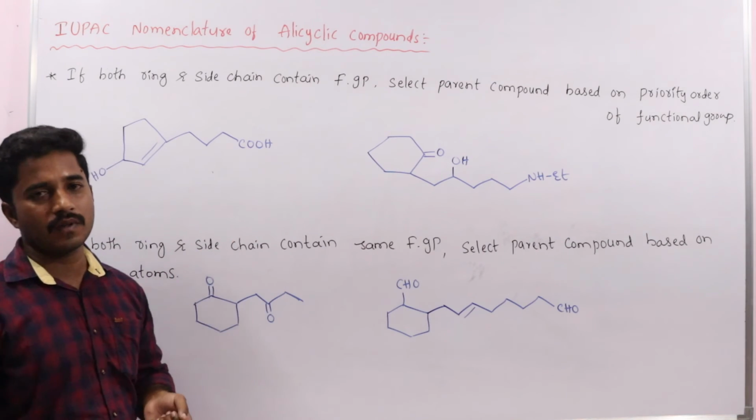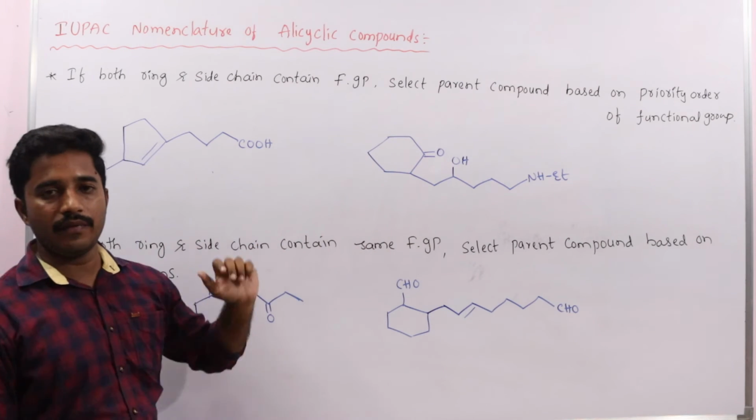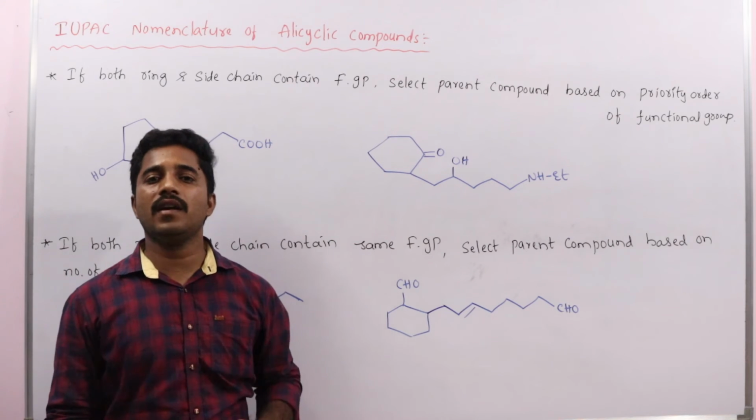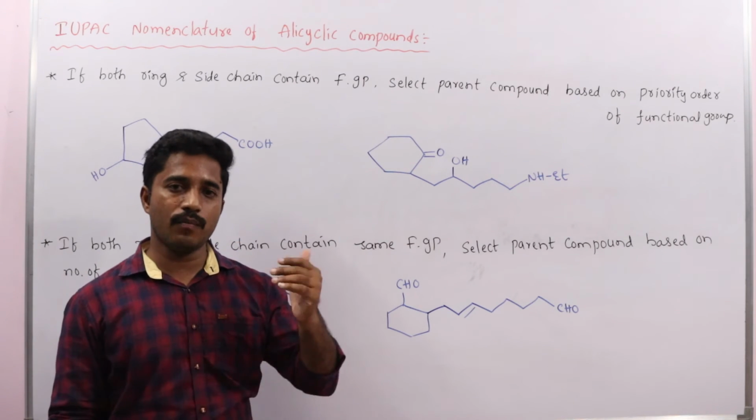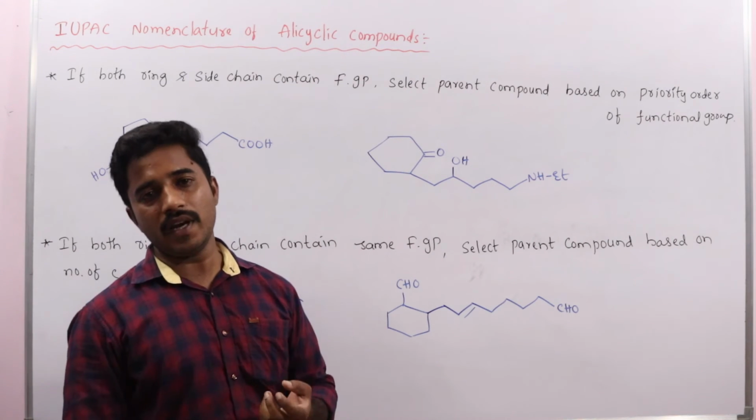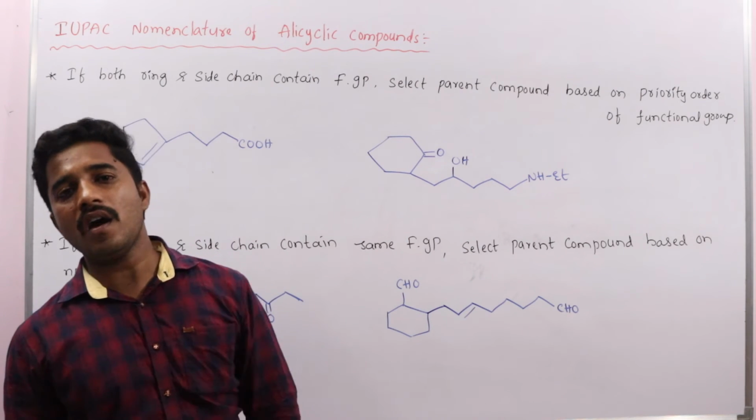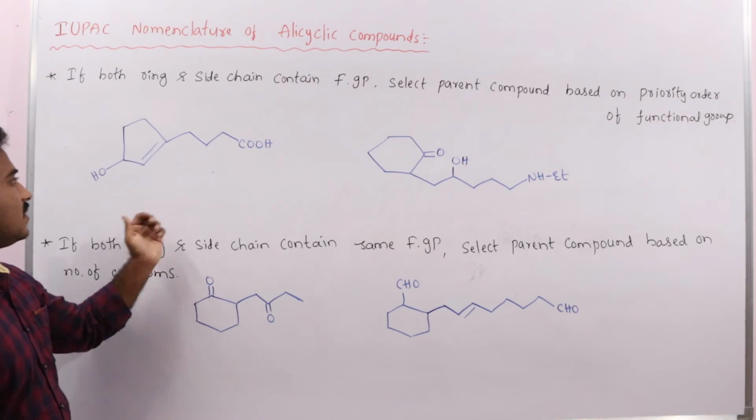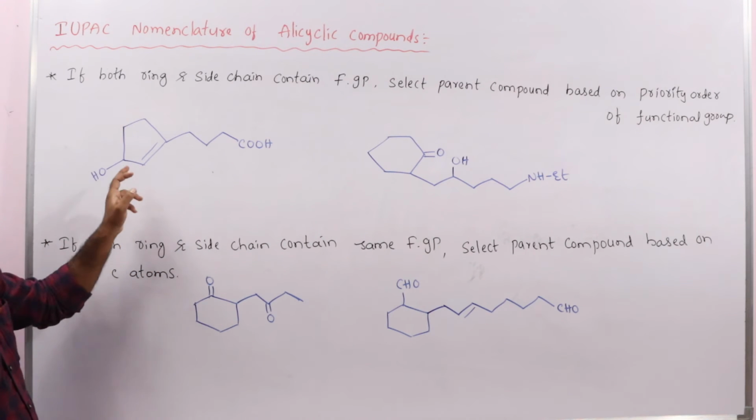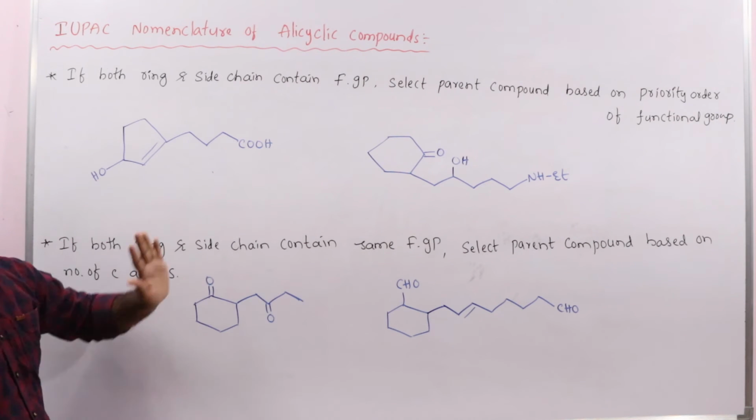Okay, let us see if the ring and side chain contain functional groups. If both ring and side chain contain functional groups, then we have to select the parent compound based on the priority order of functional groups. Let us see here 2 examples I have taken. Here in this first example, this ring is there, a ring with OH functional group and a side chain with COOH functional group.